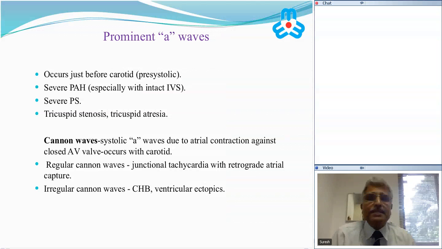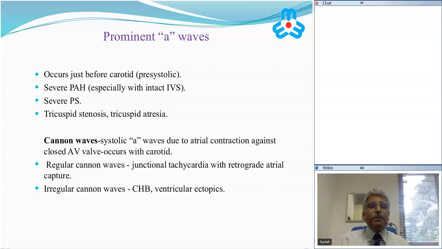Now we must look at some causes for prominence of each of these waves. So prominent A waves, I already said, they occur just before the carotid. They are pre-systolic. The commonest circumstances in which you see them are either severe pulmonary arterial hypertension, particularly with an intact interventricular septum, as in a primary pulmonary hypertension, or severe pulmonary stenosis. You can also see it in tricuspid stenosis or tricuspid atresia. Tricuspid stenosis you will not see in pediatric practice, at least not commonly. And in tricuspid atresia, you will find a prominent A wave if only the interatrial communication is small.